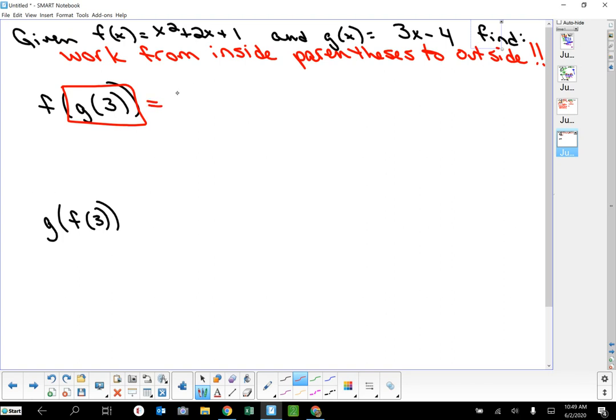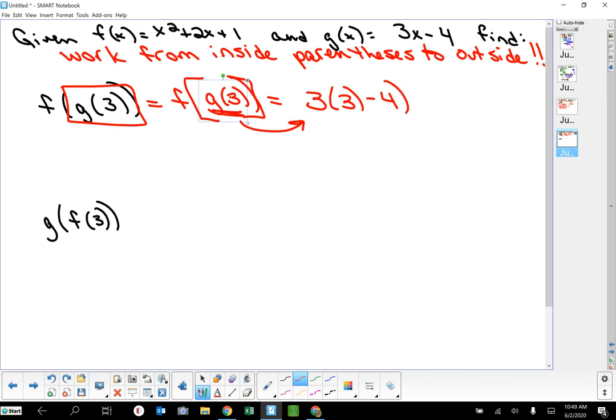So we're going to leave the f out here, and then we're going to do g of 3, which means we're just going to plug 3 into g, right? So let's do g of 3 over here. That means I have 3 times 3 minus 4. That means 9 minus 4 is 5. So g of 3 equals 5.